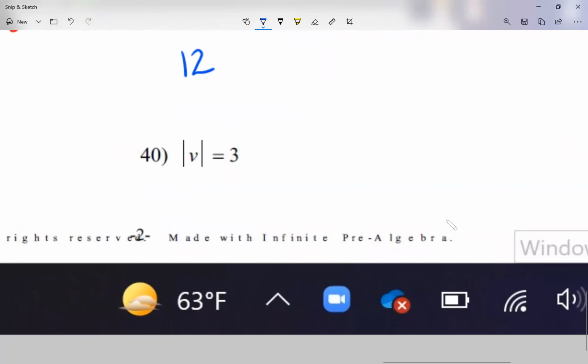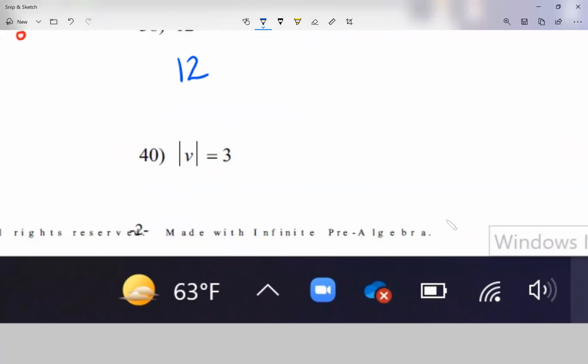Now here in the last one, we're solving the absolute value of v is equal to 3. So that means that v was equal to -3 to begin with or positive 3. Because remember, absolute value means make it positive. But I have to consider it was negative to begin with or it was positive to begin with. I have to think of both cases.